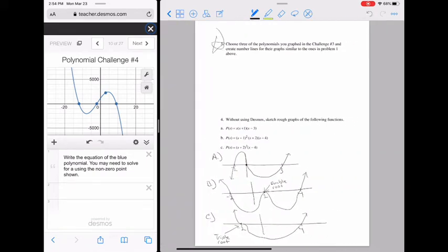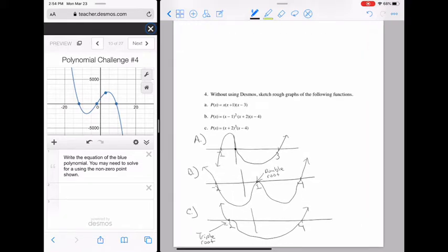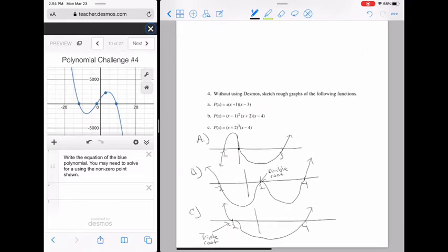I can't really give you answers for this because you're going to do what you needed to do. But then number 4, it says, without using Desmos, sketch graphs of the following functions. All right? So in A, I have an x-intercept of 0, which I put in right here, x-intercept of -1, and an x-intercept of 3. I started off, that's what I would do. I would just put those 3 right here.